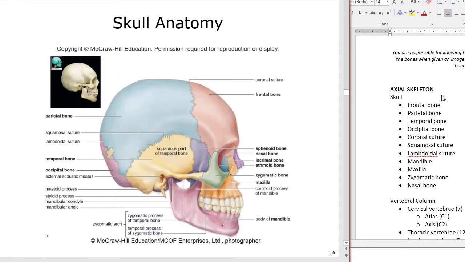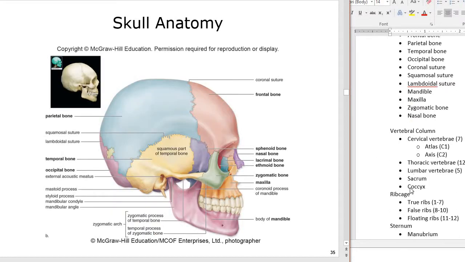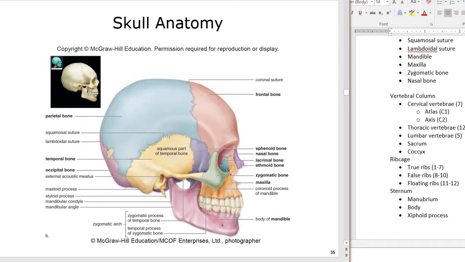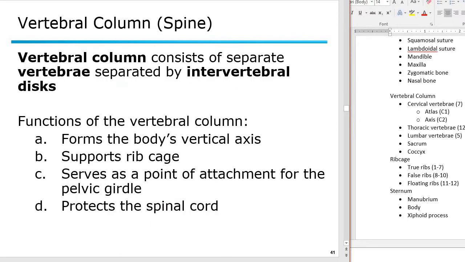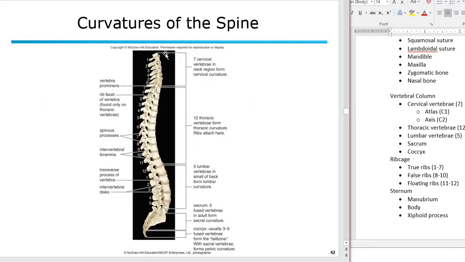So that's the skull, the bones of the skull, and then we get into the vertebral column. So let's look at the vertebral column. Okay, so the vertebral column. So we have some separate parts of the vertebral column. We have the cervical vertebrae, which make up the top 7 vertebrae in the vertebral column. We have thoracic vertebrae, which are the next 12. There's 5 lumbar vertebrae. And then we have the sacrum, which is made up of some fused vertebrae.